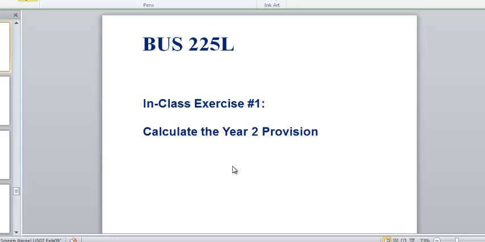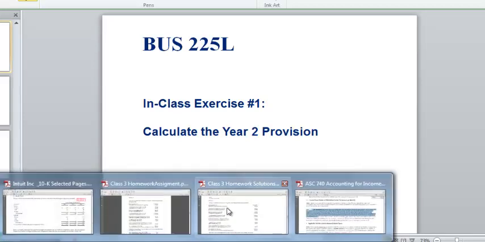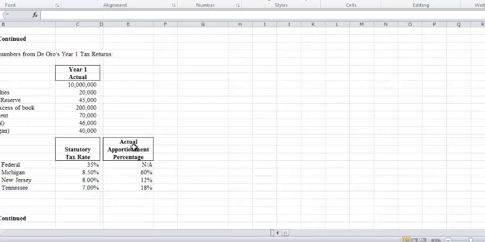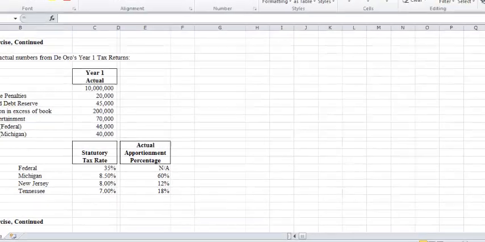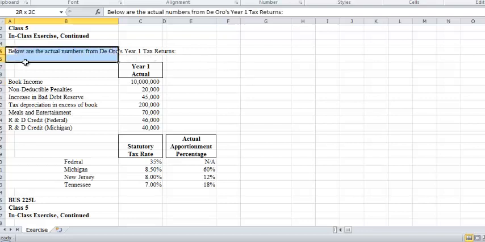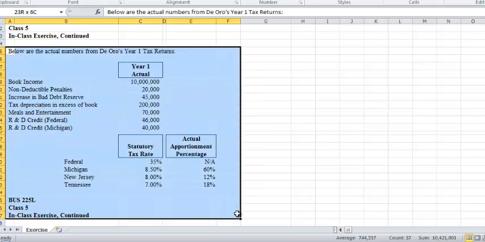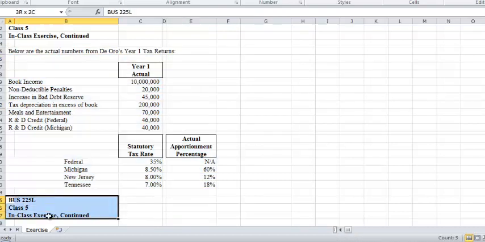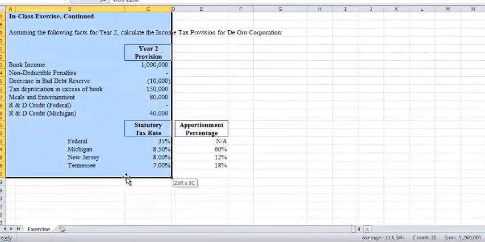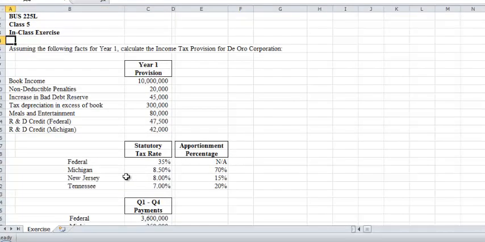Okay, so the first thing, when you look at the problem, let me find the problem. Okay, so the first thing you've got to do when you're looking at the problem, you see we have the facts for year number 1, right? We just went through that. And then there's this whole thing at the bottom of the page where I say continued. I know it says class 5. We'll fix that.